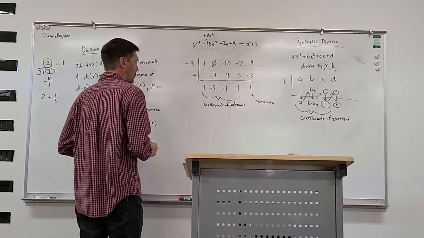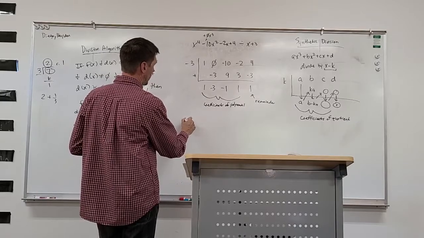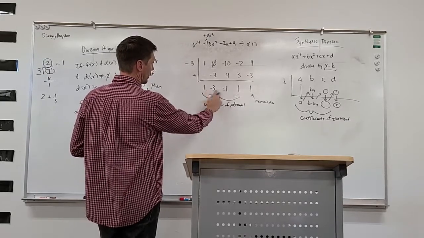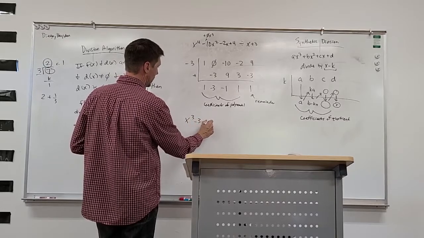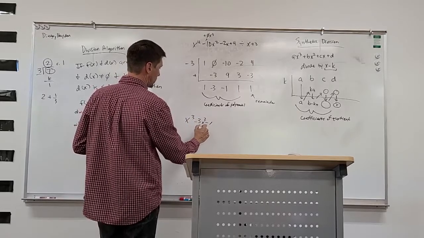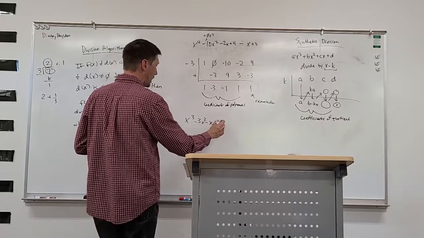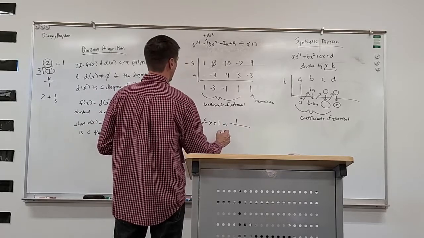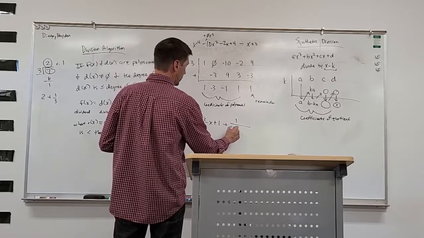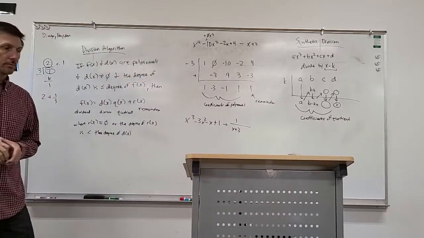Right? So I would write the answer as x. We've got three terms here, so x cubed minus 3x squared minus x plus 1 with a remainder of 1 over x plus 3, because that's what we divided the whole thing by.